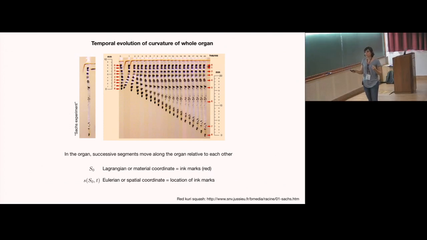But the point here, from the mathematical point of view, is that there's a difference between talking about a specific material element. So I'm looking at cell number 10. Where did cell number 10 go? Cell number 10 will always be between cell number 9 and number 11, so that doesn't change with time. But what does change with time is its position in space. So here's where we resort to Lagrangian and Eulerian coordinates, or material coordinate and spatial coordinate. The material coordinate is the ink mark, like cell number 10.